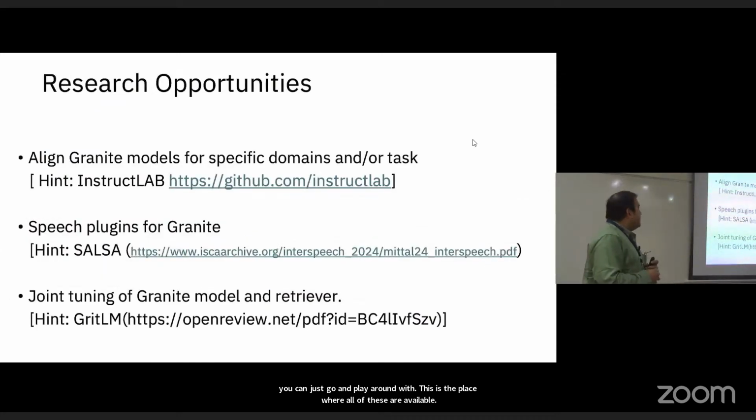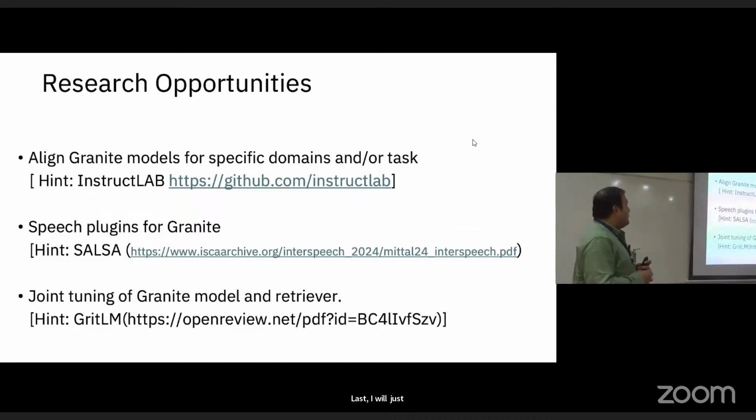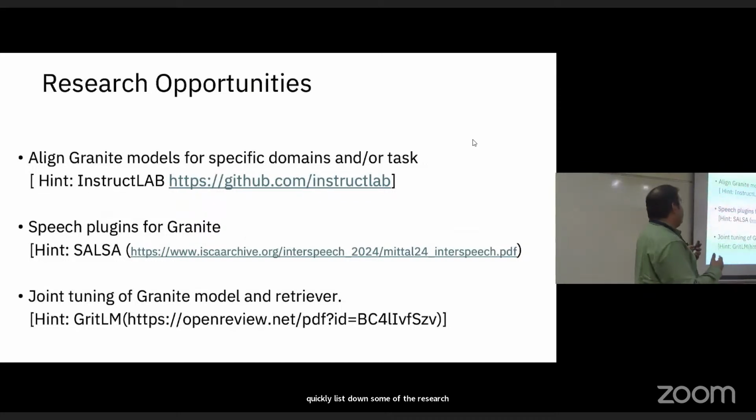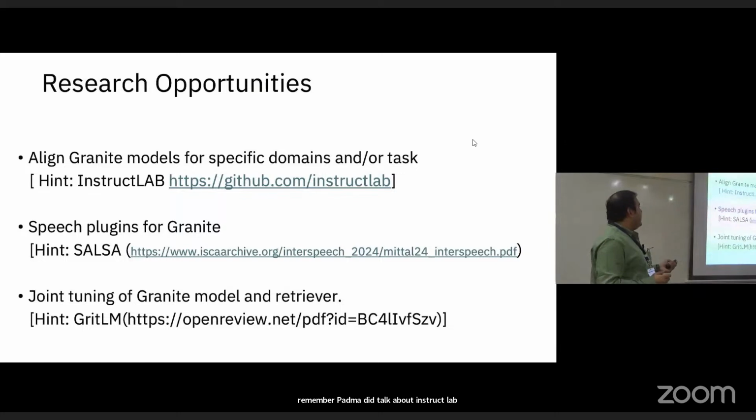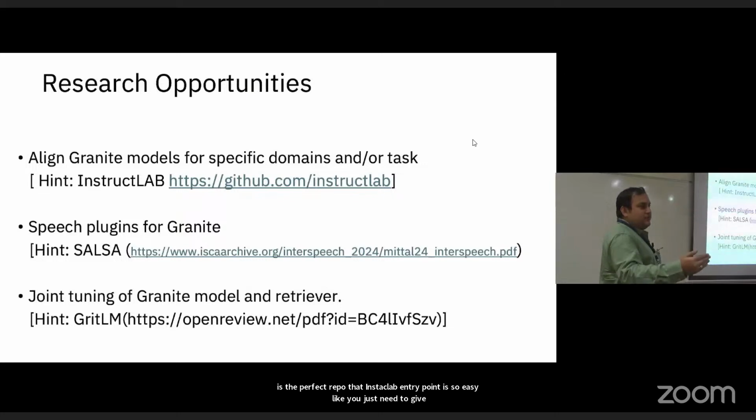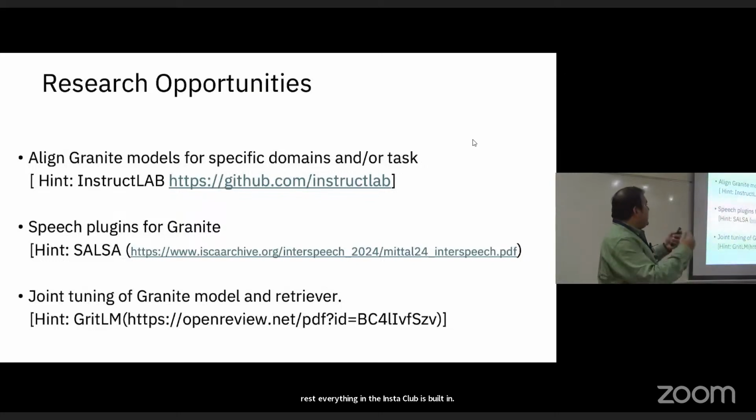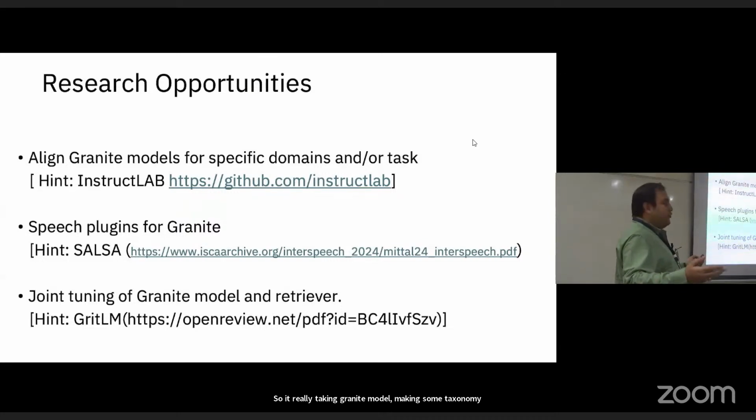Last, I will just quickly list down some of the research opportunities, or projects where you can take up or we can collaborate. So one of the easy things is to align Granite models for specific domains and tasks. And I am purposefully listing a hint here. If you remember, Padma did talk about InstructLab. This is the perfect repo; the InstructLab entry point is so easy. You just need to give a few examples in a taxonomy node. Rest everything in InstructLab is built in. So it's really taking a Granite model, making some taxonomy node entries into InstructLab, and you can see Granite doing better on your particular domain or task.